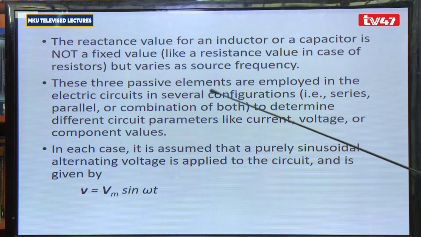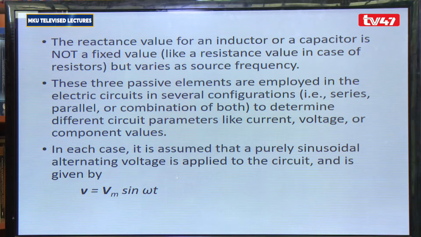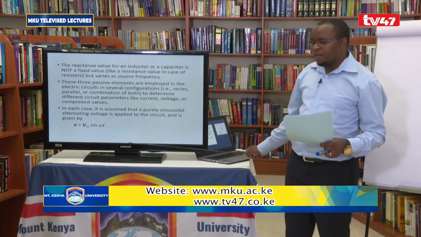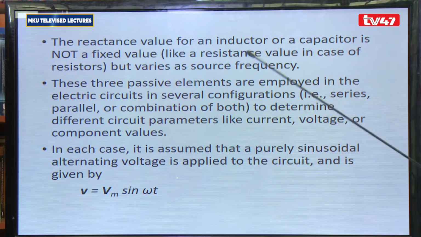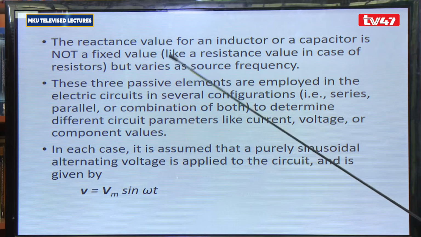These three passive elements are employed in electric circuits in several configurations. So we have the series configuration. You can have the three components, or two of them, connected in series, or you can have them connected in parallel, or you can have a combination of both series and parallel circuits. For today, we'll just look at the series combination of the resistor, inductance, and capacitance.